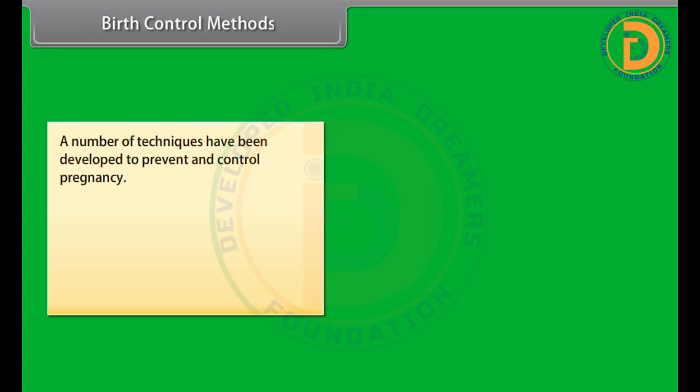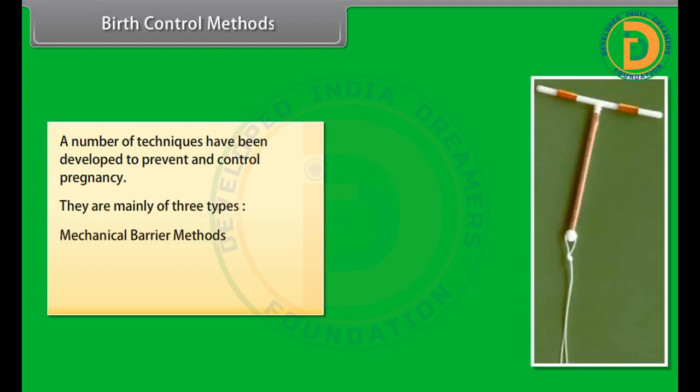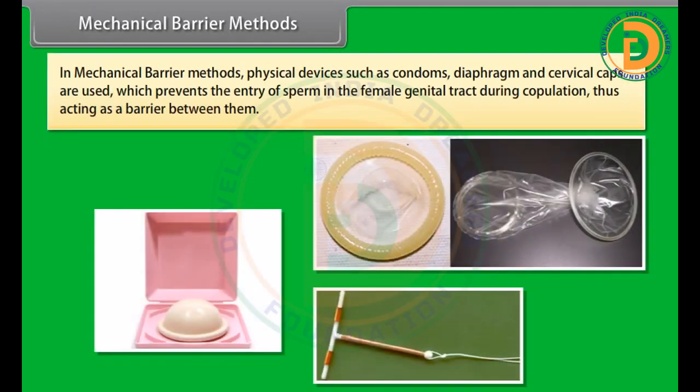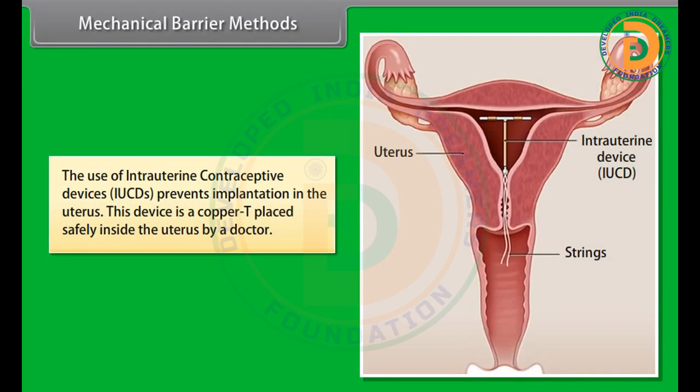Birth control methods. A number of techniques have been developed to prevent and control pregnancy. They are mainly of three types: mechanical barrier methods, chemical methods, and surgical methods. Mechanical barrier methods. In mechanical barrier methods, physical devices such as condoms, diaphragm, and cervical caps are used, which prevent the entry of sperm in the female genital tract during copulation, thus acting as a barrier between them. The use of intrauterine contraceptive devices, IUCDs, prevents implantation in the uterus. This device is a copper T placed safely inside the uterus by a doctor.